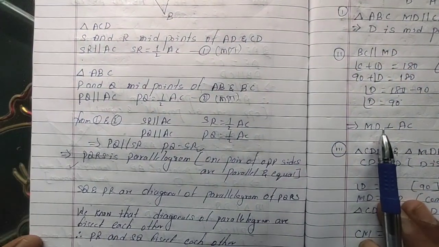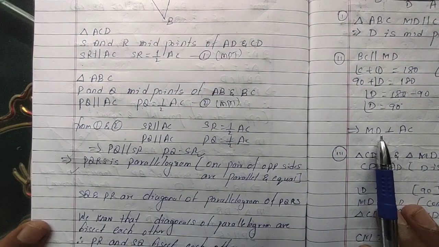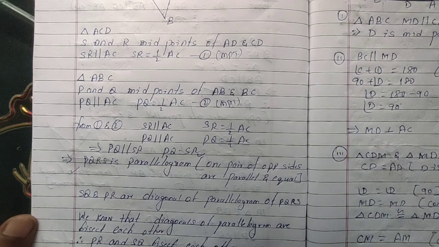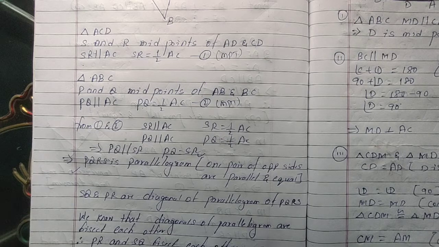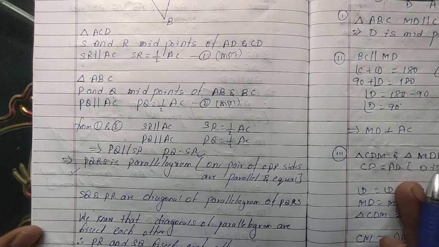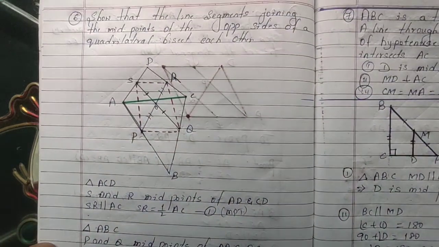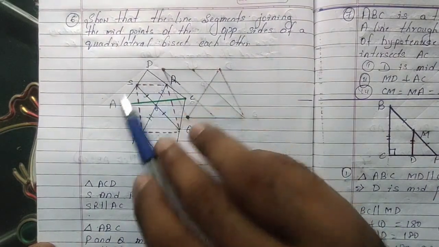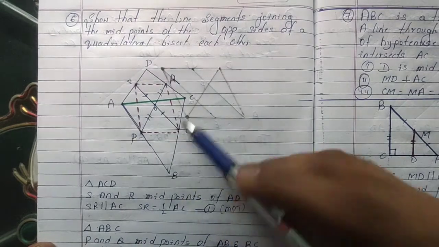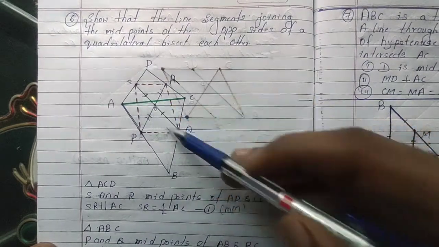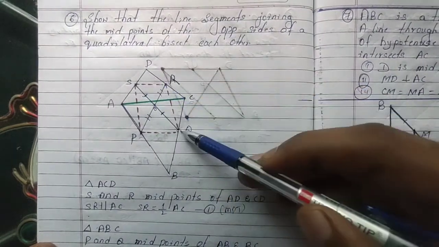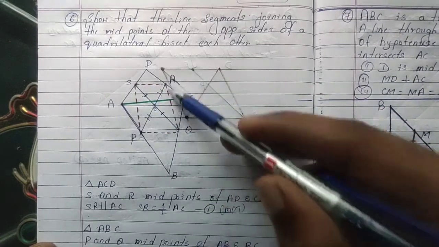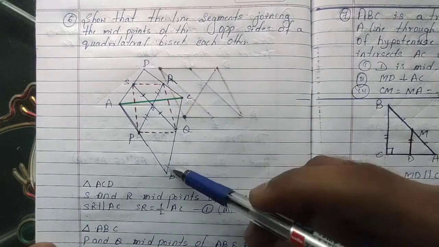Now, in a parallelogram, diagonals bisect each other. We know that. See, in this figure, this is a midpoint of AD, this is midpoint of BC in a quadrilateral. I join the opposite sides midpoints. This line segment SQ is a diagonal of this parallelogram PQRS.